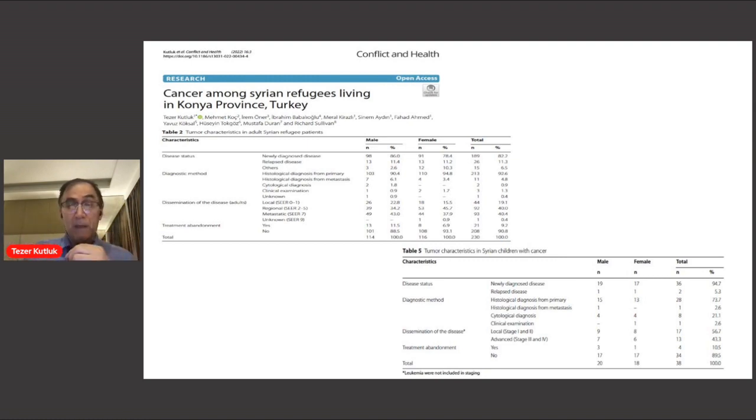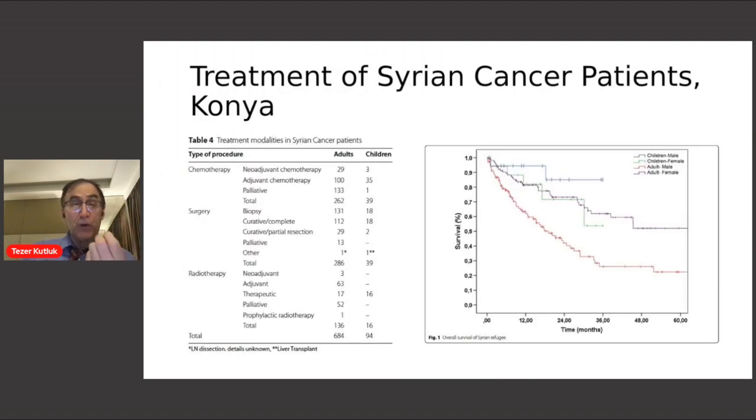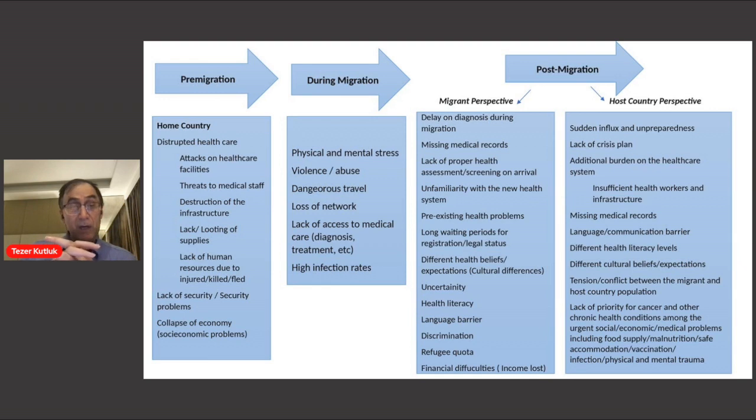This gives us an idea to do more research in southern Turkey, because we were very much aware that although the Turkish government was spending a lot of money from its own sources and also from international sources, the care is not only dependent on how much money you spend.